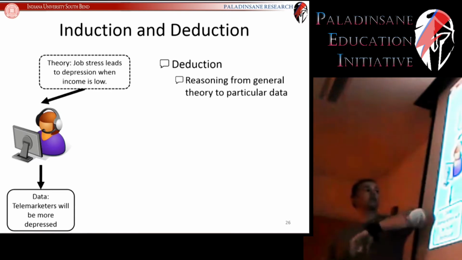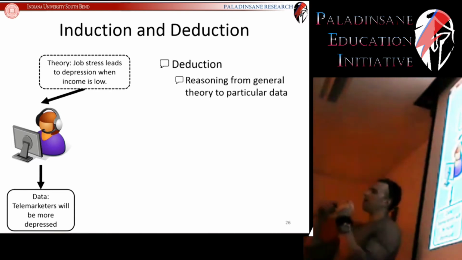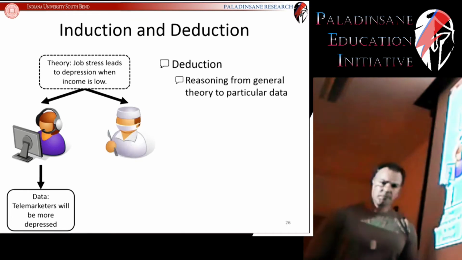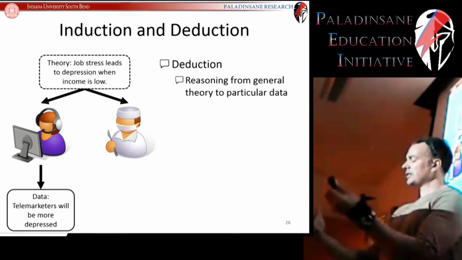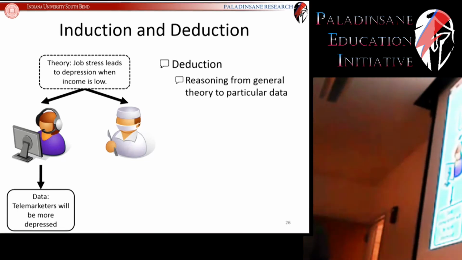So if this theory is true, telemarketers should be more depressed. We know that before even measuring their levels of depression. On the other hand, surgeons have very highly stressful jobs, right? Surgeons are in life and death situations. Sometimes they're pulling extended hours. They have high stress in their jobs, but their income is not low. They actually have high income.